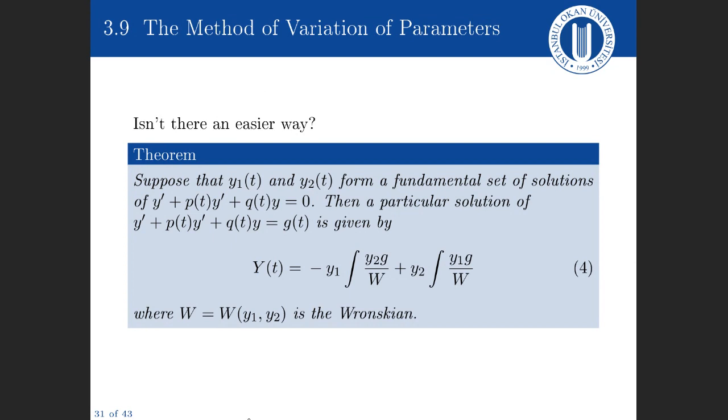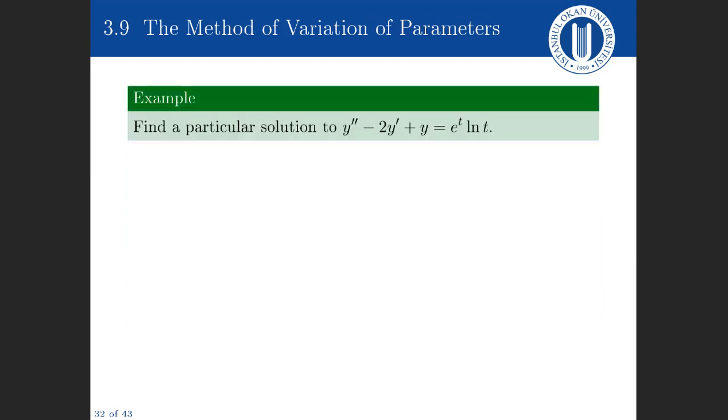You will recall that as long as y1 and y2 are linearly independent, which they must be if they form a fundamental set of solutions, then the Wronskian is non-zero, at least somewhere. So it's okay to divide by W. For example, find a particular solution to y double prime minus 2y prime plus y is equal to e to the power t ln t. This is exactly the same example which we just did. Now we're going to solve it using the formula.